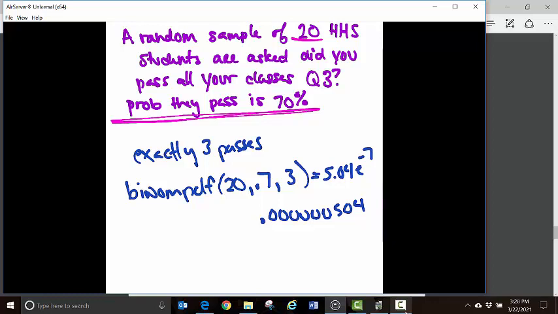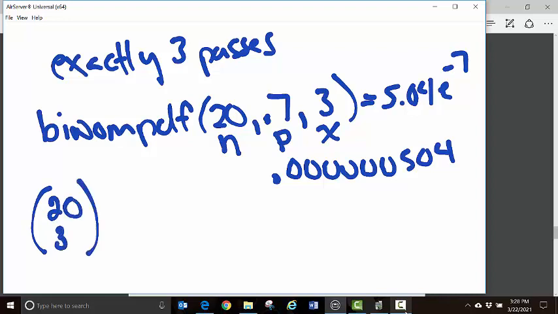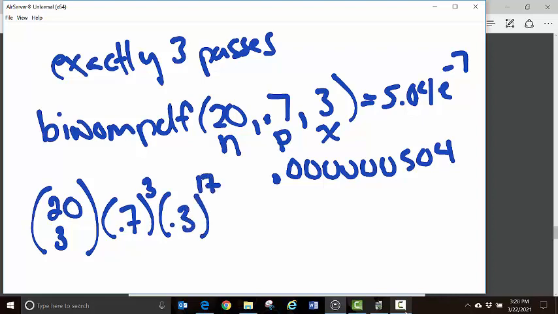This is what we did for the warm-up today. Yep. If this was not an online test, I would want to see, and I really kind of do want to see this on your work, that this is N, this is P, and this is X. Again, if you wanted the formula, which you're kind of getting out of this year, you'd say 20 choose 3. How many ways could I get 3 people to pass out of 20 with 3 successes, and that would leave me 17 failures. Okay.